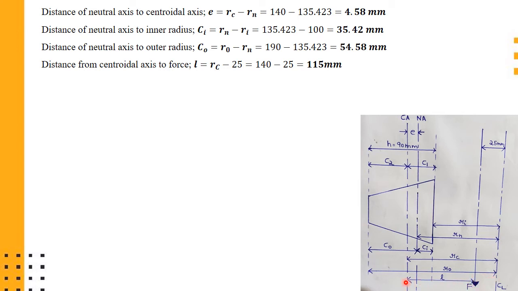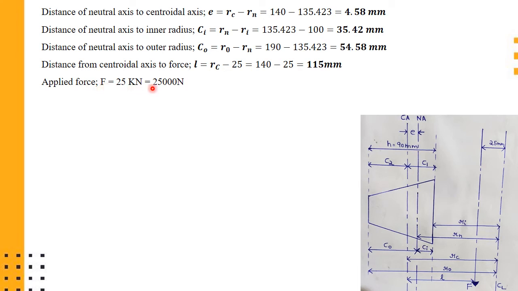So the L value you can see from here till the centroidal axis. That distance is RC, from the center of curvature to the centroidal axis, and this distance is 25 mm. If we reduce that, you will get the distance L. So that is what is given here: RC minus 25 will give you the value for length L.